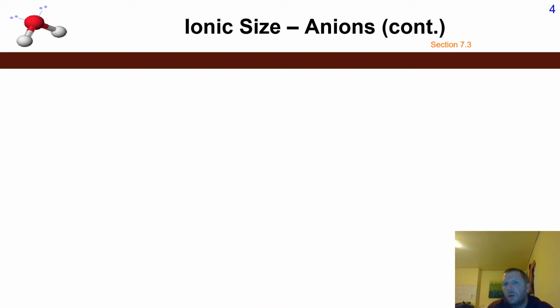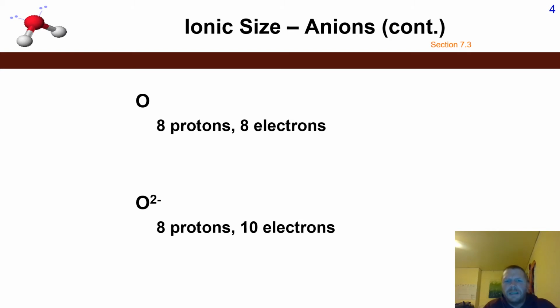So an additional look at anions, we already talked about oxygen. It has 8 protons, 8 electrons. Oxide, 8 protons, 10 electrons. Now, with that, I think it's worth my time to go ahead and draw what this actually looks like. So let's think about our electron configuration. That's 1s2, 2s2, 2p4.